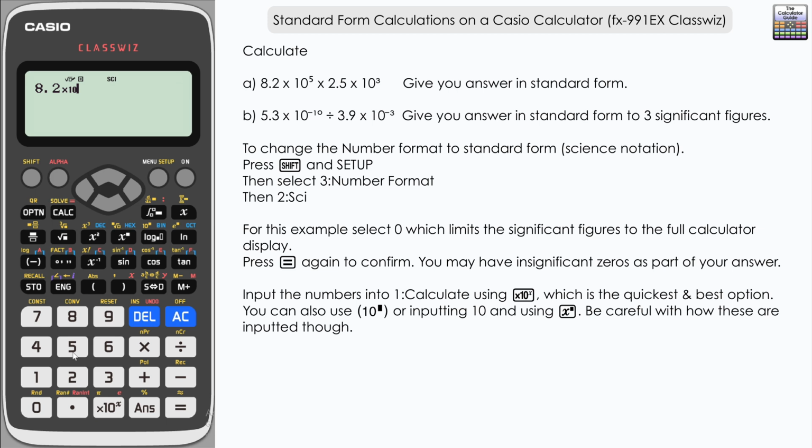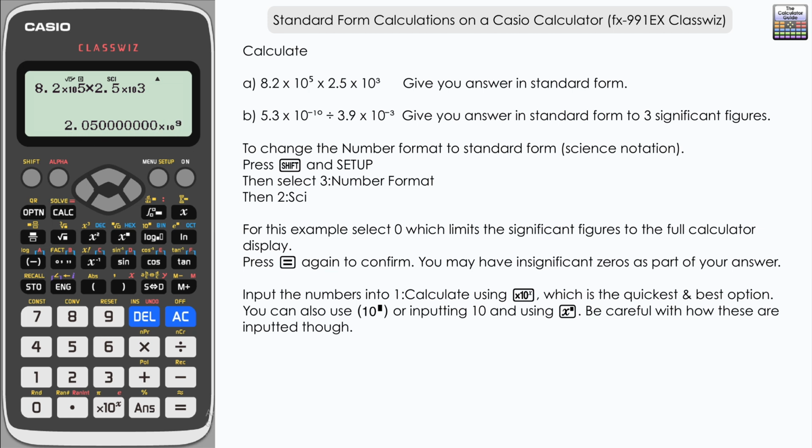So let's use this at the bottom here, times 10 to that, and then we just go straight into the power, no need to press the power button. So it's power 5, so just press 5. Multiplied by 2.5, the button again, times 10 to that, and then 3. And press equals, and you can see here that we have our answer displayed, 2.05, and then we have some insignificant zeros, times 10 to the power 9.